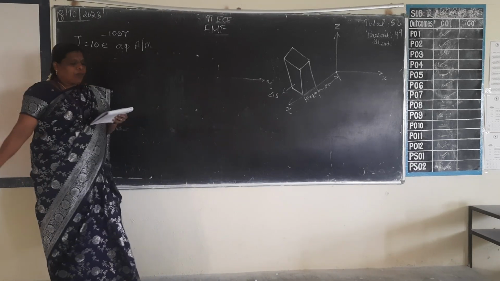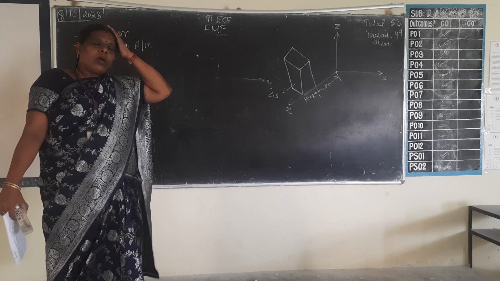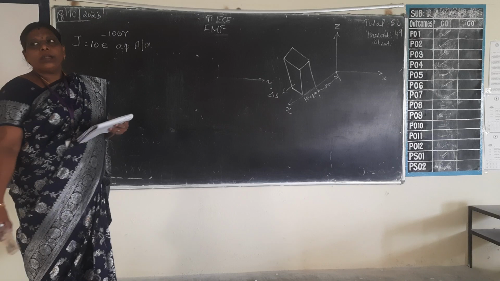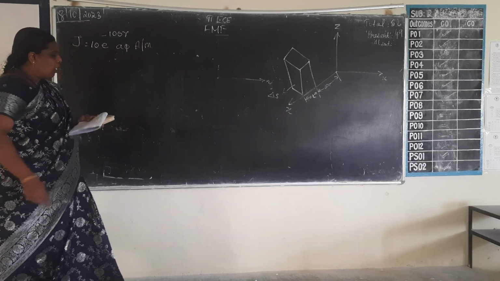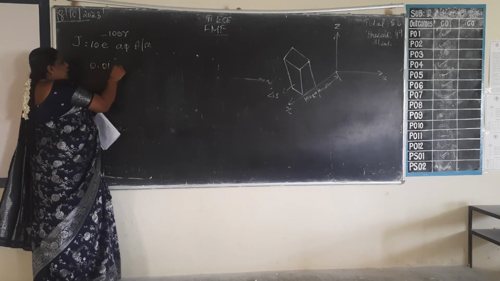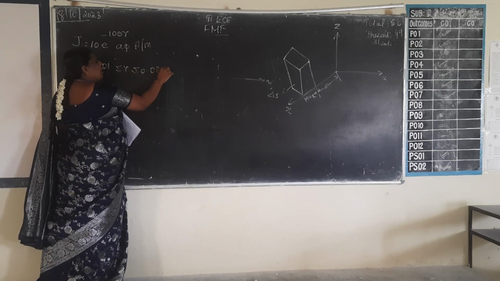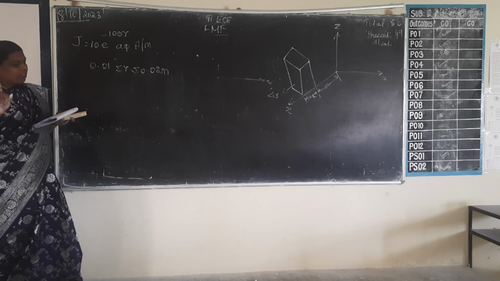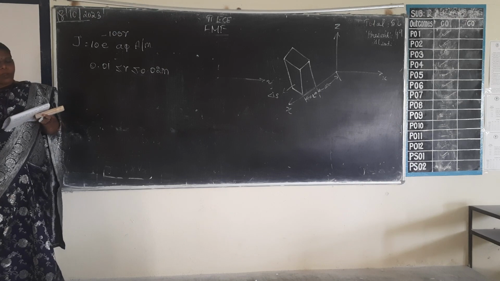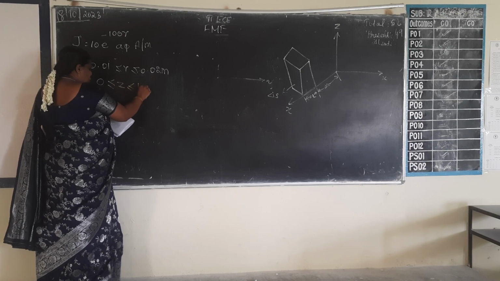Listen. Find the current crossing through the region 0.01 less than or equal to r, less than or equal to 0.02 meter, and 0 less than or equal to z, less than or equal to 1 meter.